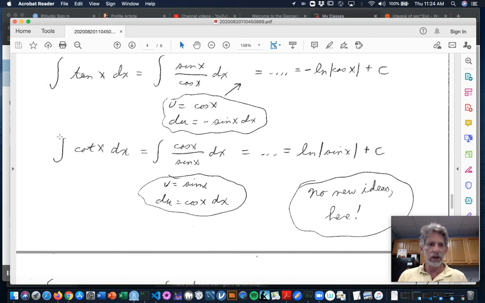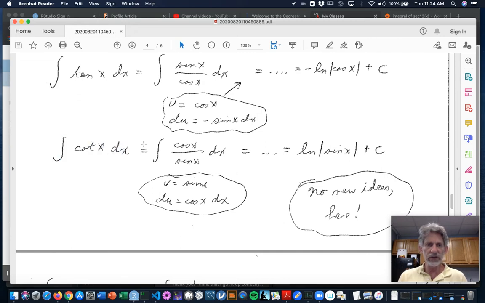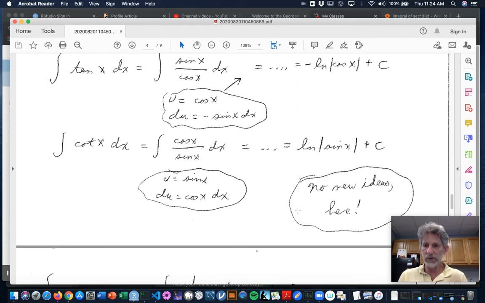Similarly, for the antiderivative of cotangent, which is cosine over sine, this time let u be sine, and you'll again get into a 1 over u situation. Log of absolute value of u is your antiderivative. So there are no new ideas to get those two integrals. We've actually already dealt with them in previous sections, previous chapters even.